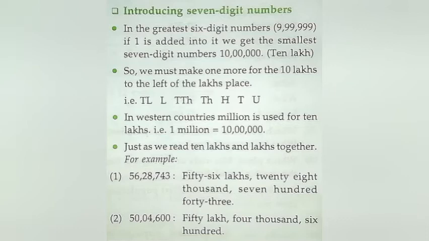Now when you come to the second point, we must make one more row for the 10 lakh to the left of the lakhs place. They have given the example: 10 lakhs, lakhs, 10,000s. Jot it down like that, and you'll understand which figure comes to which place.